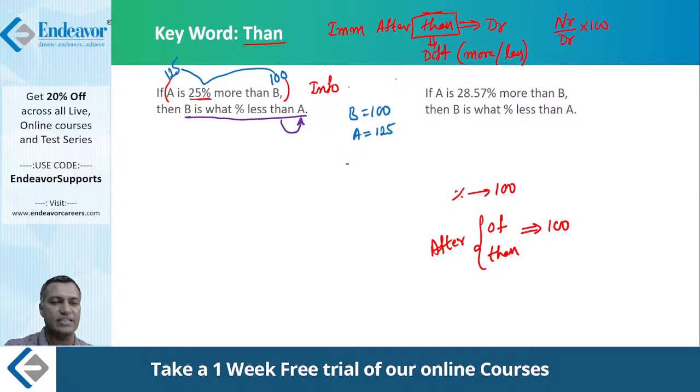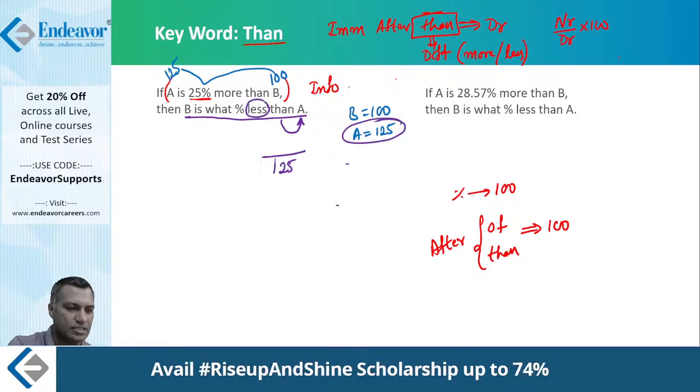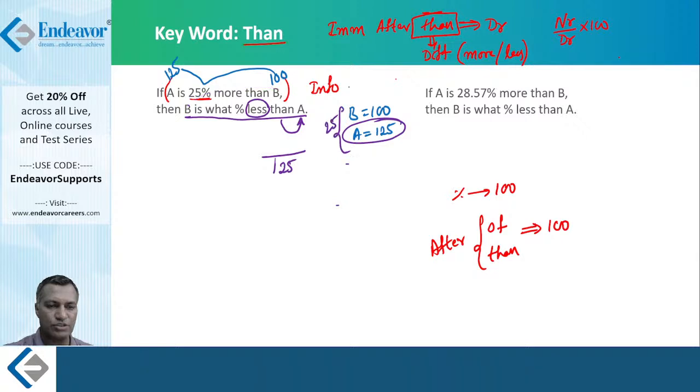Put that A in the denominator, 125. Now less means the difference between what? A and B. What is the difference between these two numbers? 25, because B is set at 100 and A is set at 125. Therefore the difference is 25. Simplify this and it becomes 1 by 5.